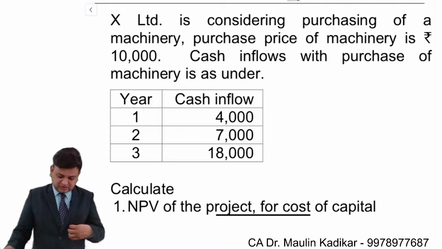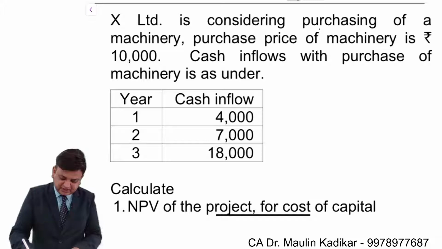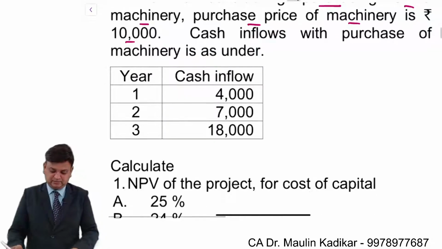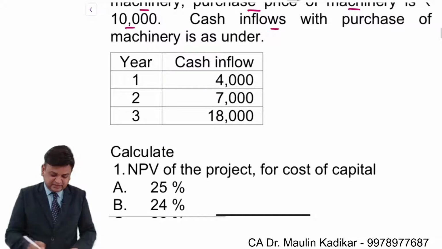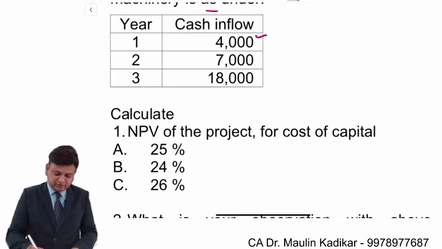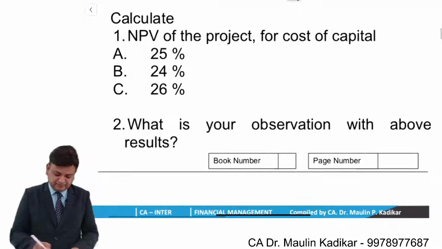Let us see the next question. A company is considering purchasing a machinery. Purchase price of the machinery is 10,000. Cash inflow with the purchase of the machinery is as under: first year 4,000, second year 7,000, third year 18,000.